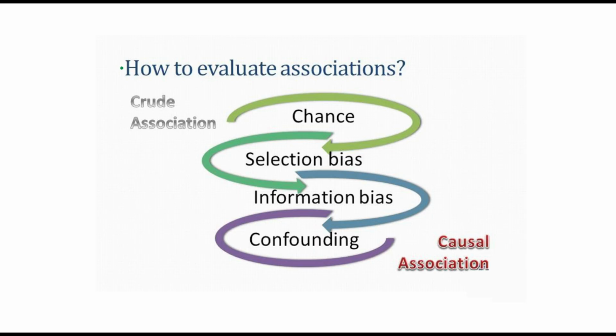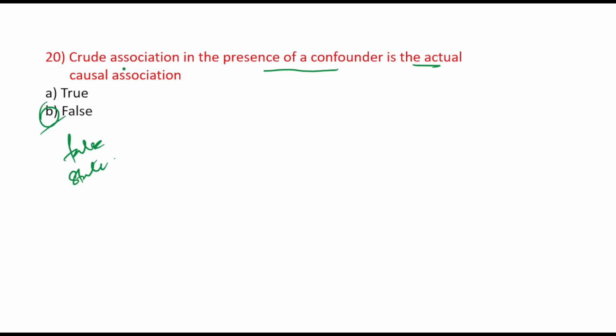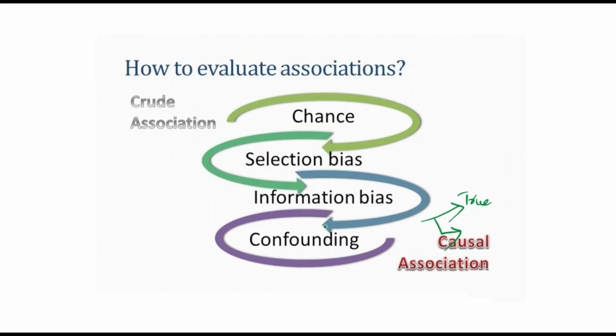Now, see this chart carefully. This is how you evaluate the associations in the form of a spiral. You start from chance, then comes selection bias, then information bias, and lastly confounding. So you decide whether it is a true association or a causal association. The question asked whether crude association in the presence of a confounder is the actual causal association. It is not correct. It is not only in the presence of confounding. It is from top to bottom: chance, selection bias, information bias, and confounding. Therefore, it is a false statement.